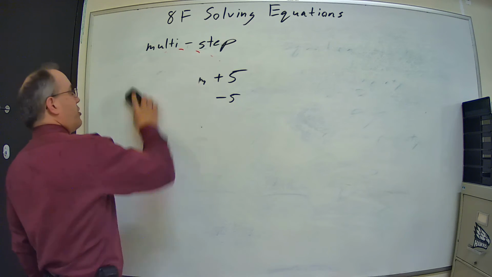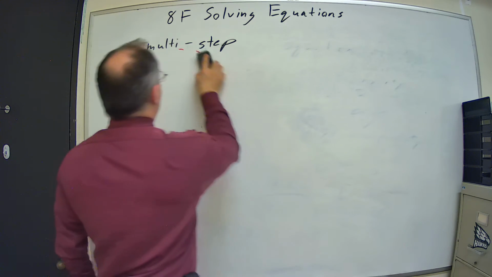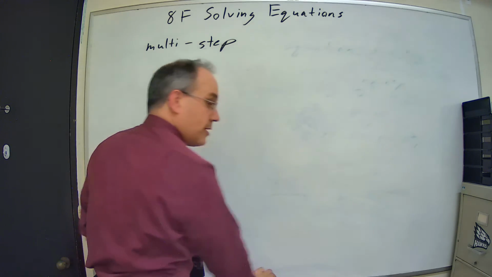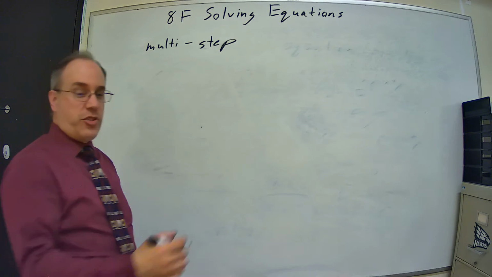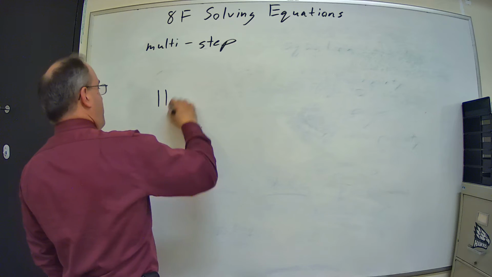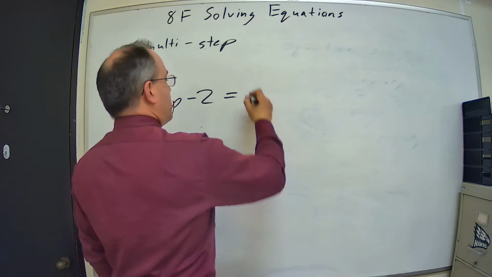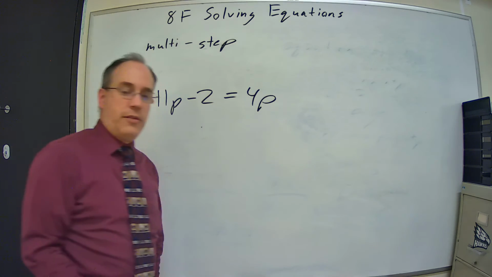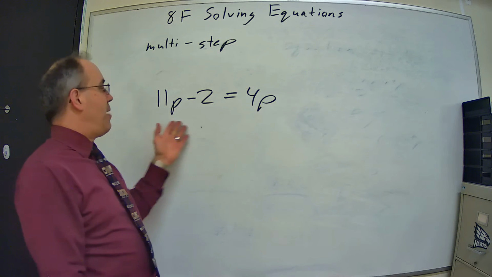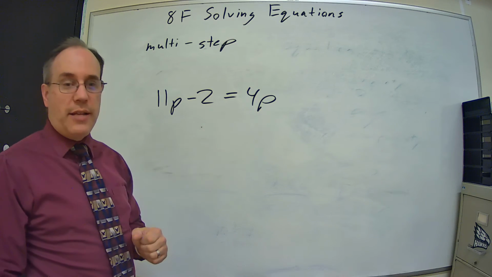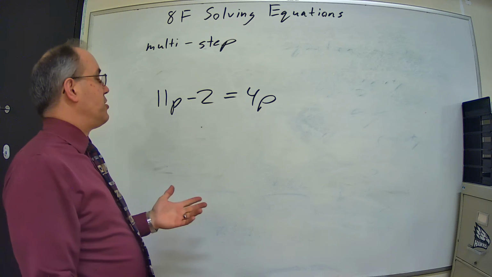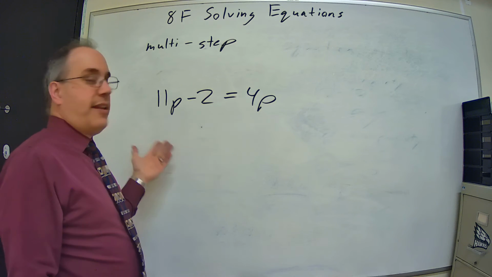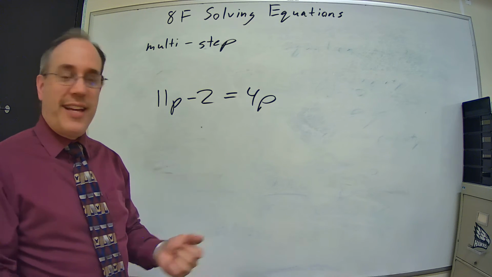Another example I want to show you is what if you have the variable in more than one spot? Such as 11p minus 2 is equal to 4p. Well, now I have that p in multiple spots, so the best thing to do is get it together. We want to combine like terms.